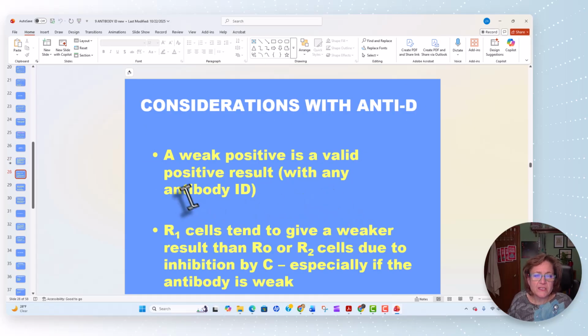So considerations: a weak positive is a valid positive with any antibody. So even if it's just weak, if it's there, it's an antibody. We do see a little bit of a weaker reaction with R1 cells, so that's big D, big C, little e, than we would like with R0 or R2 cells, because big C next to big D is going to weaken the expression of the D.